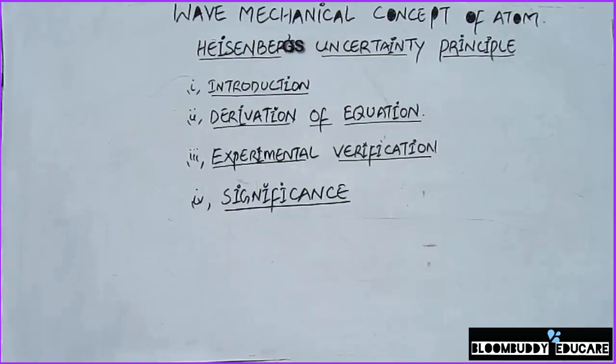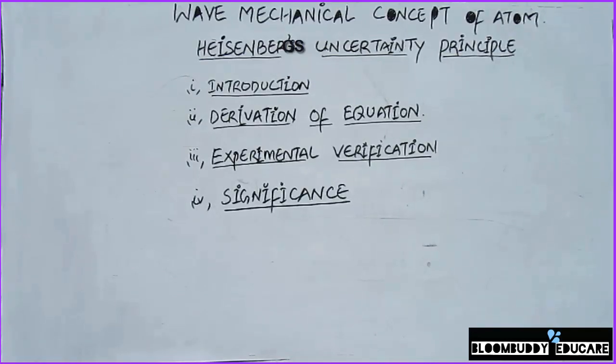In our last lecture, I discussed Louis de Broglie's dual nature of matter, and in today's class, we are going to study Heisenberg's uncertainty principle. This lecture will be divided into 4 different parts.